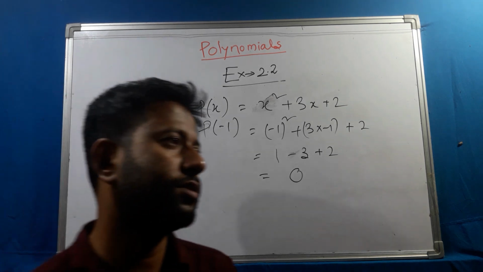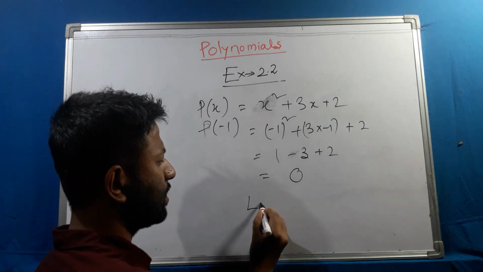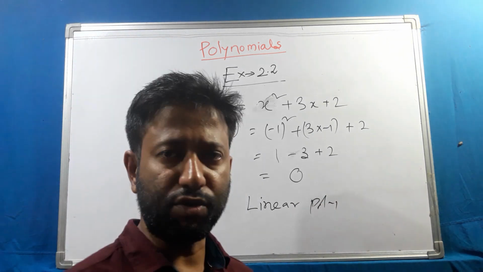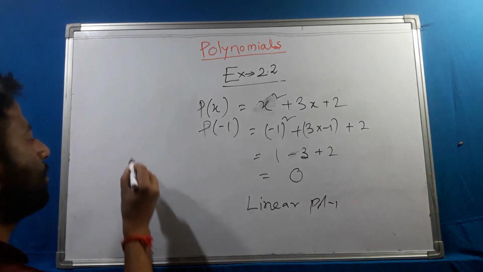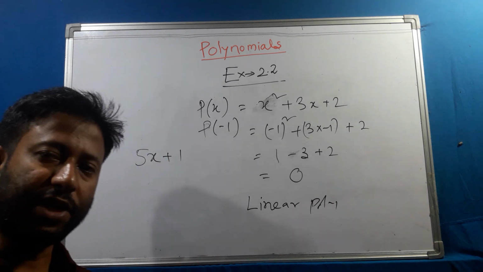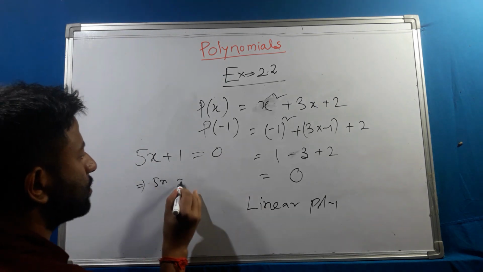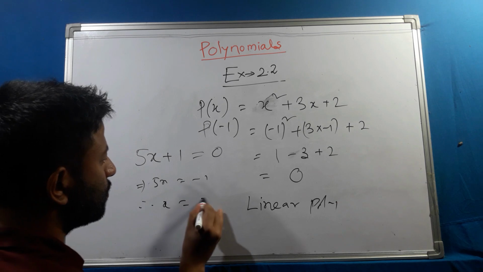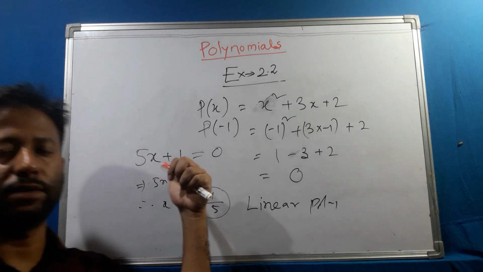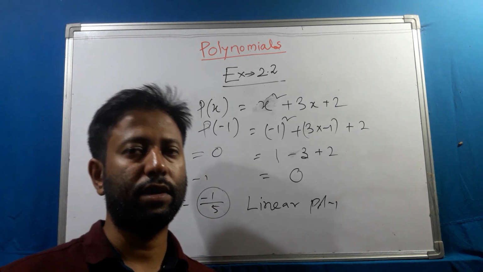Before that I want to tell one thing. A binomial, a linear polynomial, consists of only one root. For example, 5x plus 1. If a function is set equal to 0, then from here 5x equals minus 1, so x equals minus 1 by 5. If I put this value, the function should become 0.